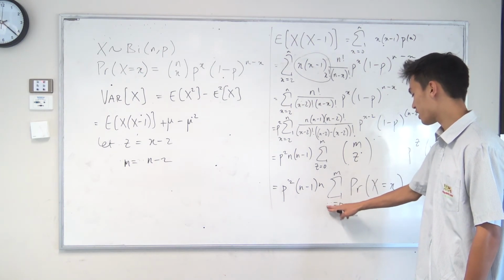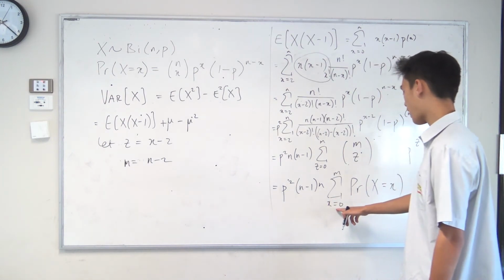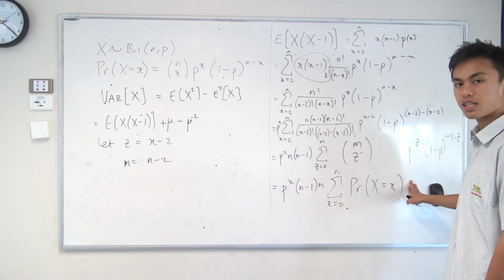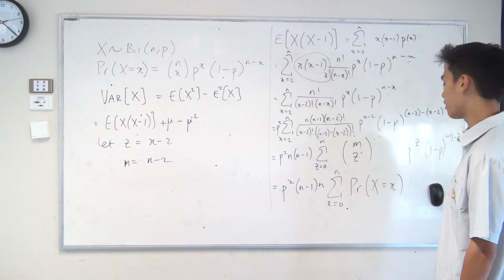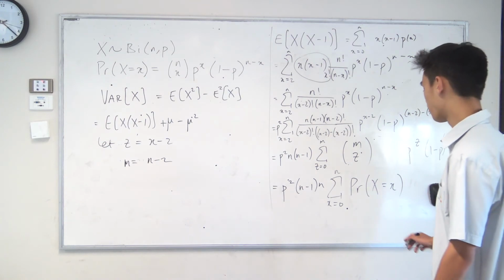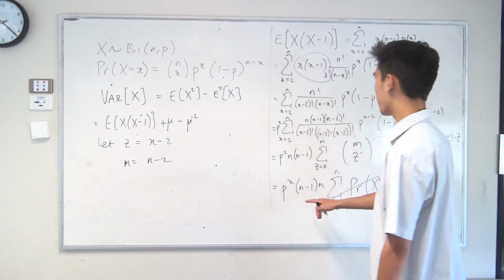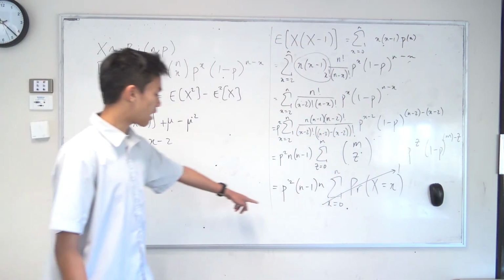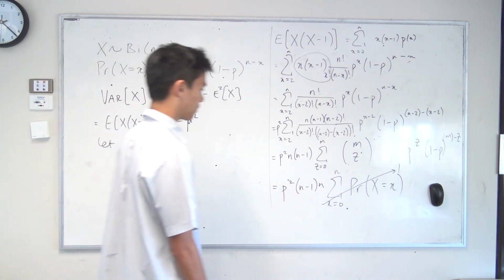Let's just change the index a little bit here just to make things a bit nicer. So this is the same as going from x equals 0 all the way up to n. And well, if we're summing up all the possible probabilities of our x right here, that's just going to give us 1. The sum of all the probabilities is exactly 1. So what are we left with? We're left with the expected value of x times x minus 1 being equal to just p squared times n minus 1. So that's quite nice.